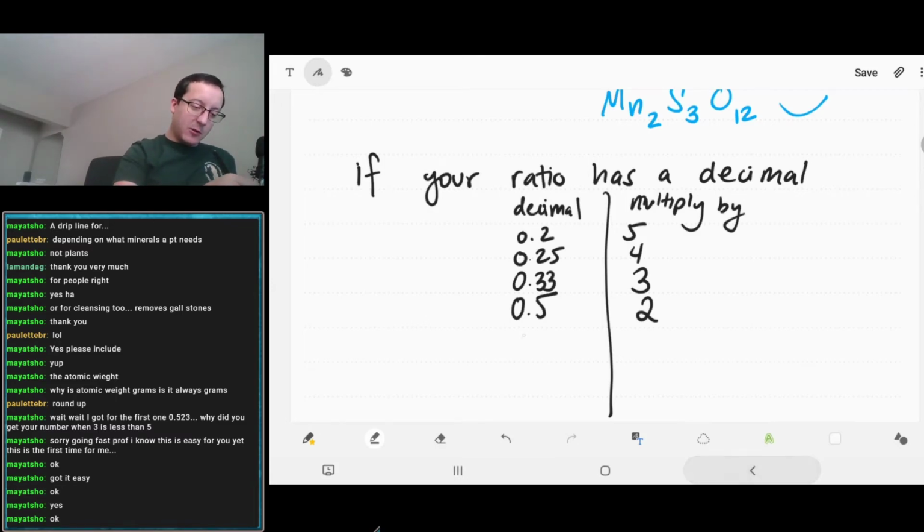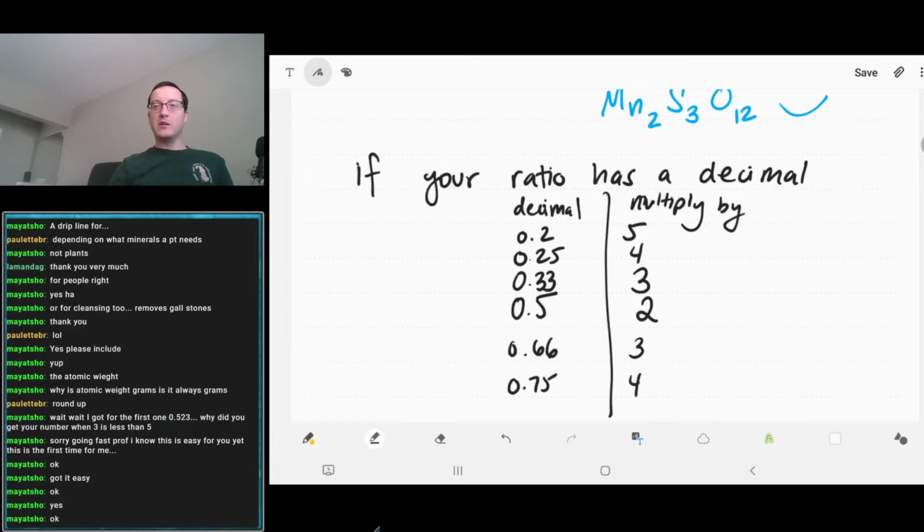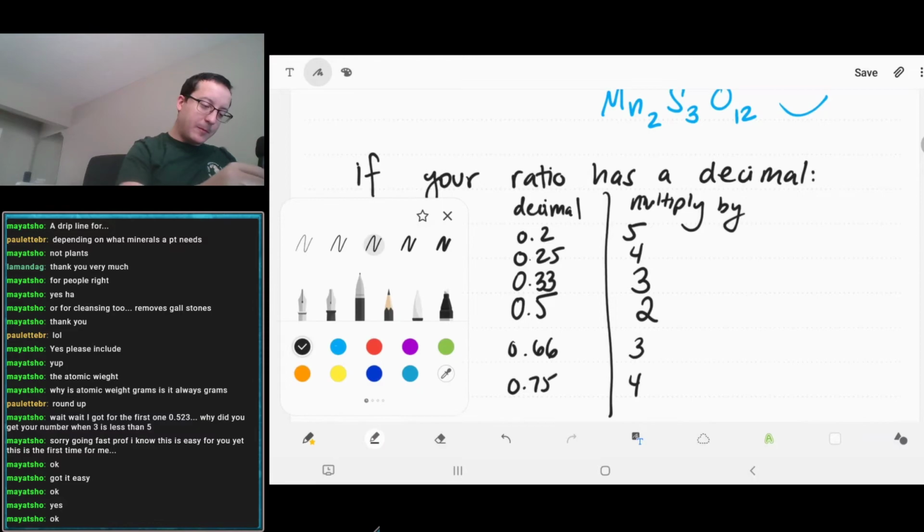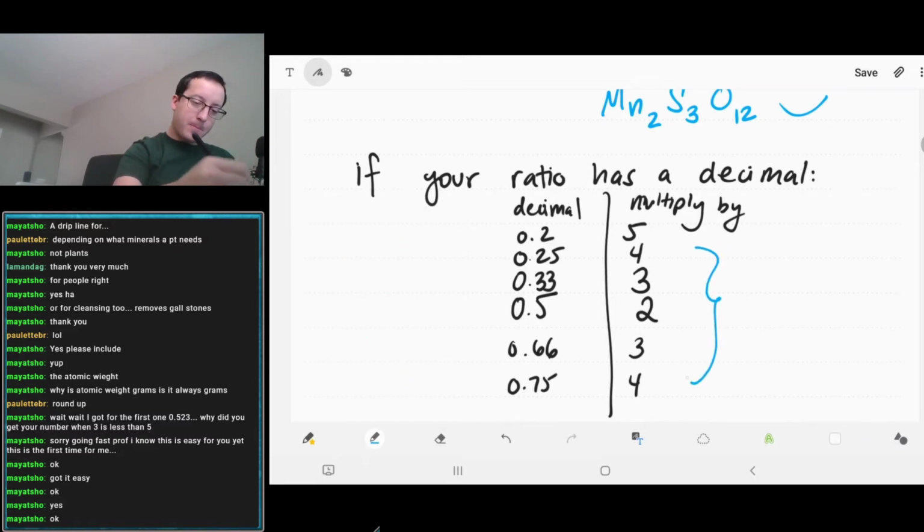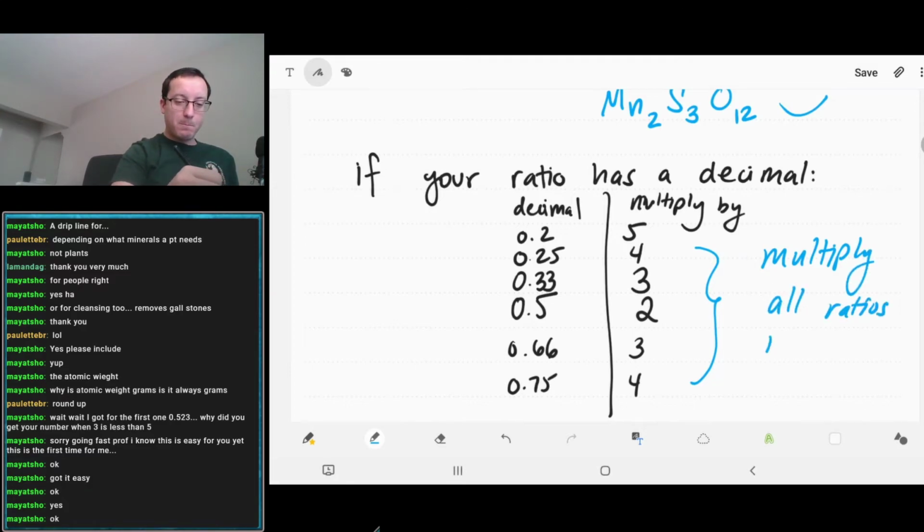Okay, and same thing going the opposite way. If you were to get something like this, you would just multiply it to cancel out the decimals. And just so you know, we are going to multiply all ratios by these.